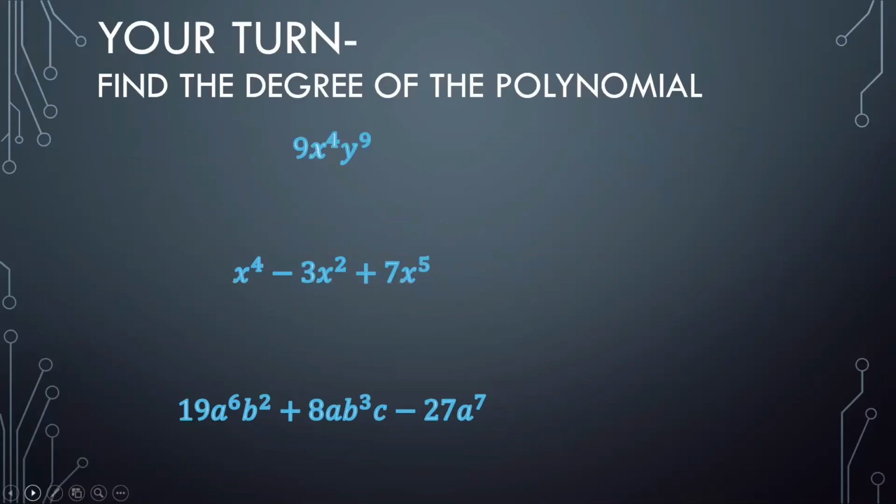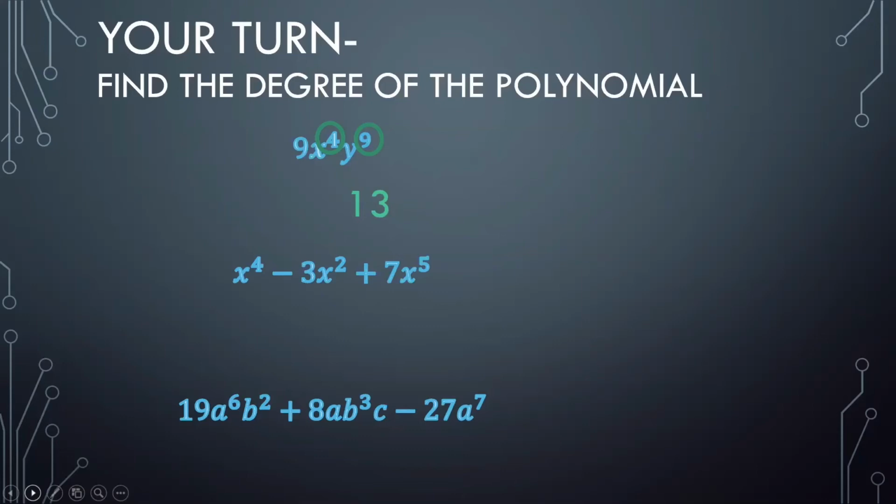Okay, let's see how you did. This first one's a monomial. There's only one term, but there's two variables. If you look, I have a 4 and I have a 9. So I'm going to have to add those. I hope you got 13.